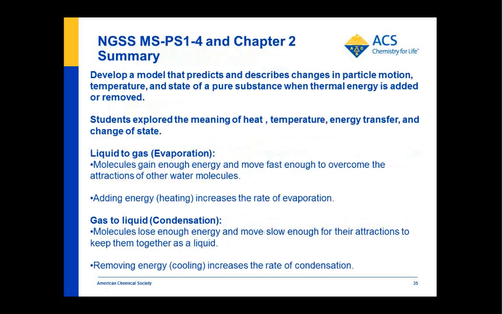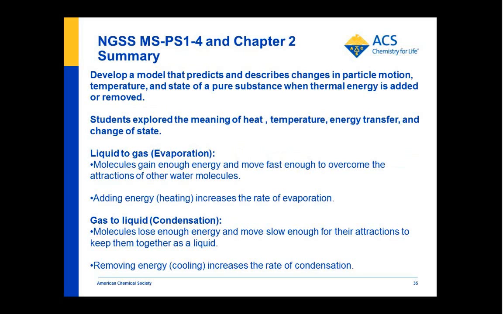This performance expectation, MS-PS1-4, develop a model that predicts and describes changes in particle motion, temperature, and state of a pure substance when thermal energy is added or removed, is pretty well covered by the lessons in chapters 1 and 2 of middleschoolchemistry.com.